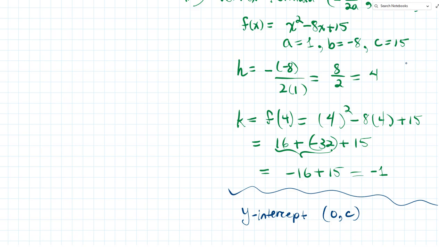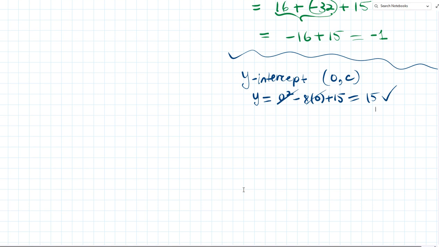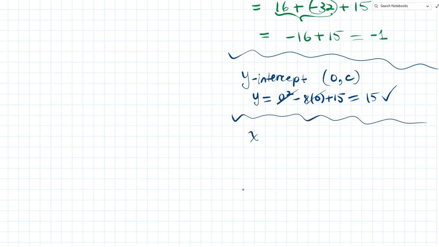Just to show you that, if I replace f of x with y, and then I plug in 0 for x, I have 0 squared minus 8 times 0 plus 15, then of course these terms cancel off to 0, and then I just have the 15. Okay, so that part's pretty easy. Next, I want to start finding the x-intercepts, if there are any, because we can have a situation where there are no real number intercepts.